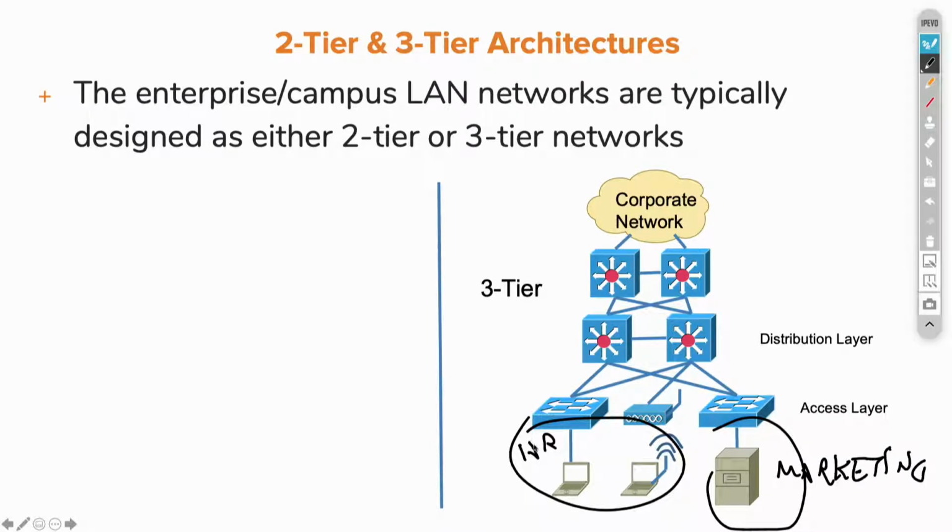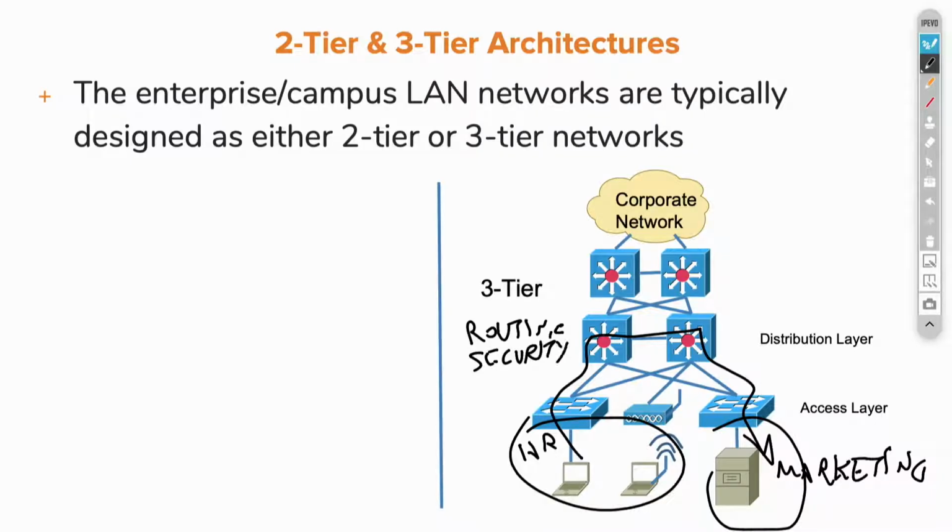And if HR wants to send data to this marketing server, the access layer devices might not know what that grouping looks like. They might not know how to get data from one group to the other, but the distribution layer will. So data that needs to go from one segment or one group of the network to another will pass through the distribution layer and then go back down again. So the distribution layer is in charge of routing. It might also be in charge of security.